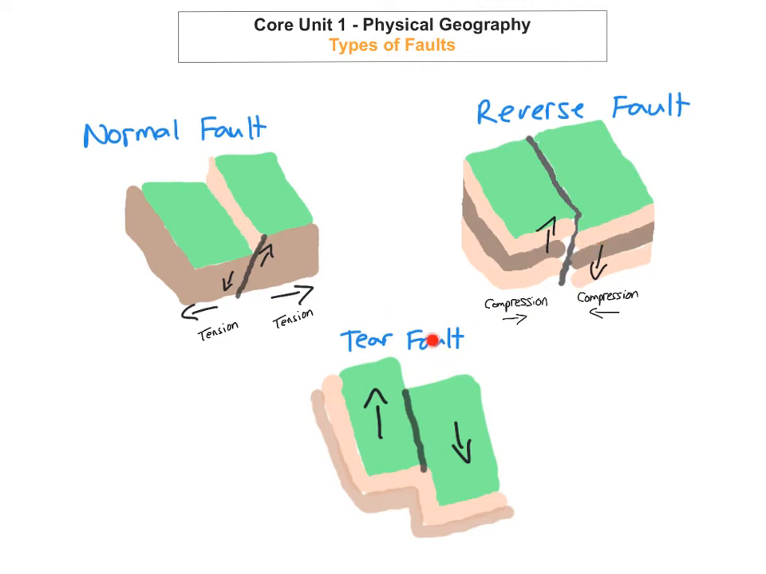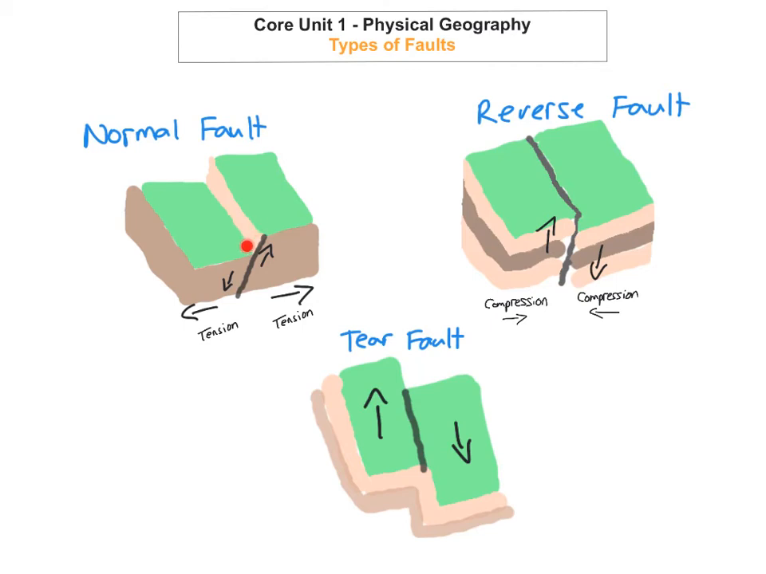And the last one is a tear fault. And a tear fault happens at conservative plate boundaries, when plates are sliding past each other. And what happens here is you get the fault, the tear fault. It's a horizontal fault. Because the plates are moving in opposite directions, a tear fault just forms. An example of this, a famous one, is the San Andreas fault in California in West America.